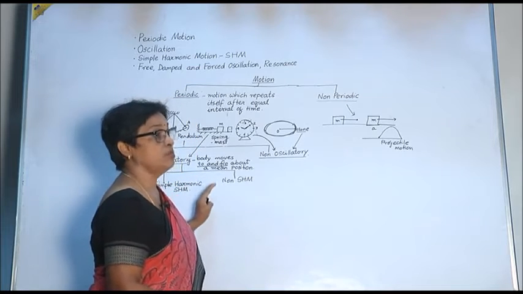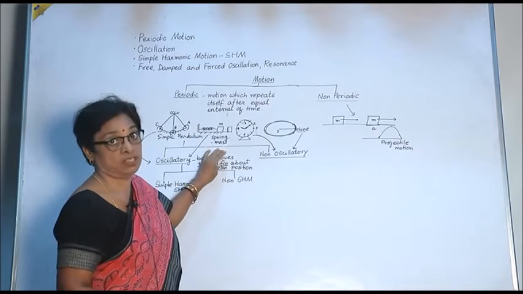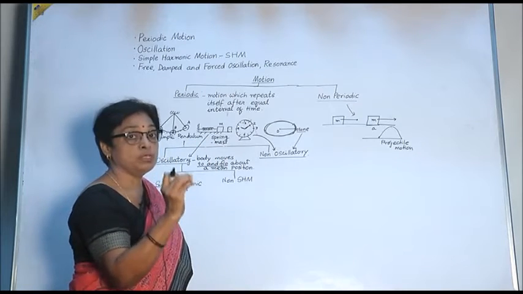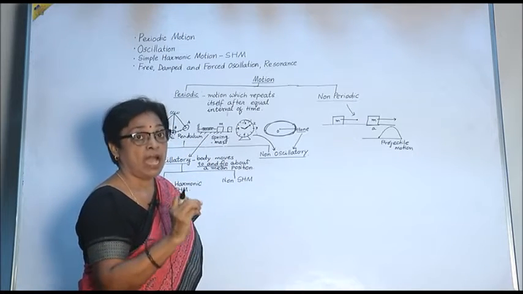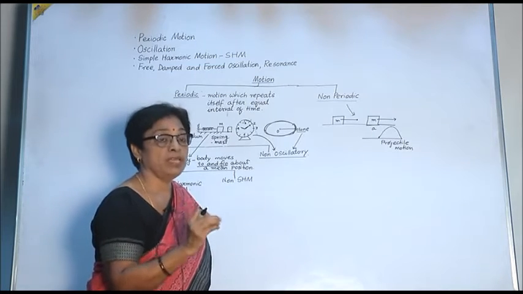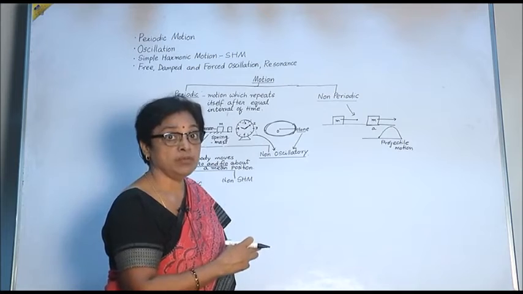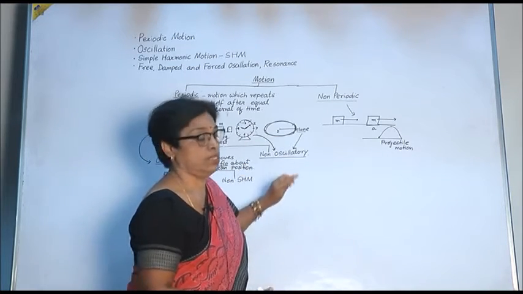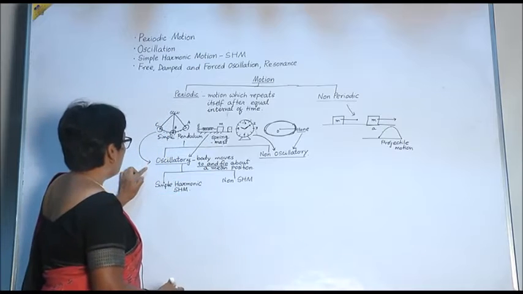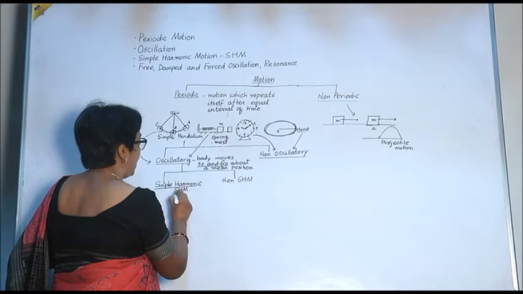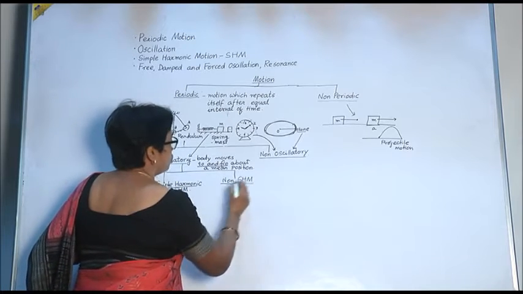Whereas, in the case of the simple pendulum and spring mass system I have shown here, both of them the body moves to and fro about a certain mean position. That is why these two motions are oscillatory motion, and these two motions I have shown here are non-oscillatory. Now, from the oscillatory motion again, there are some motions which are simple harmonic and there are non-simple harmonic.